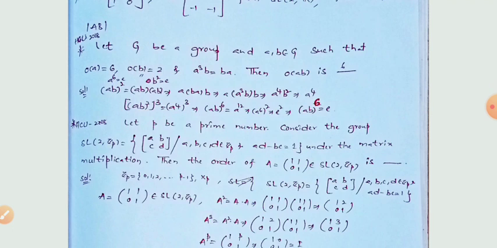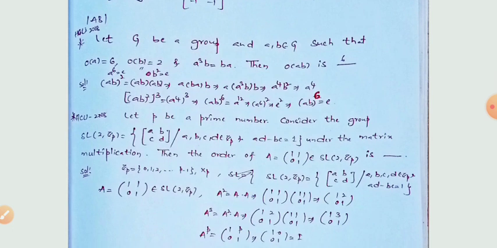This problem was asked in HU Hyderabad Central University in 2018. G is a group and a, b belong to G such that order of A is equal to 6 and order of B is equal to 2, and another condition a cube into b is equal to ba. Then we have to show that order of AB is equal to 6. For this, order of A is equal to 6 means a power 6 is equal to e, and order of B is equal to 2, then b square is equal to e. Okay, now the solution is started.